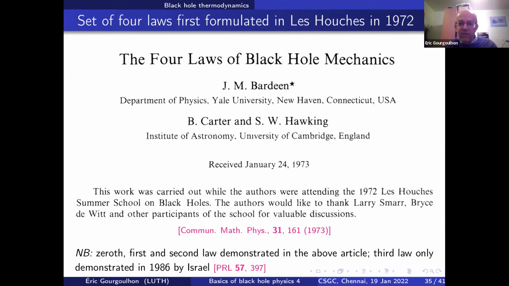They were giving very interesting lectures at that school, but they were also discussing among themselves, and they ended up with this paper, and they acknowledged that all these discussions took place during that school, and they formulated these four laws. For the third law in particular, they demonstrated the zeroth, the first and the second law in that paper, and for the third, they put forward some arguments in favor of it, but it was not a rigorous demonstration. The rigorous demonstration was achieved only in 1986 by Israel.